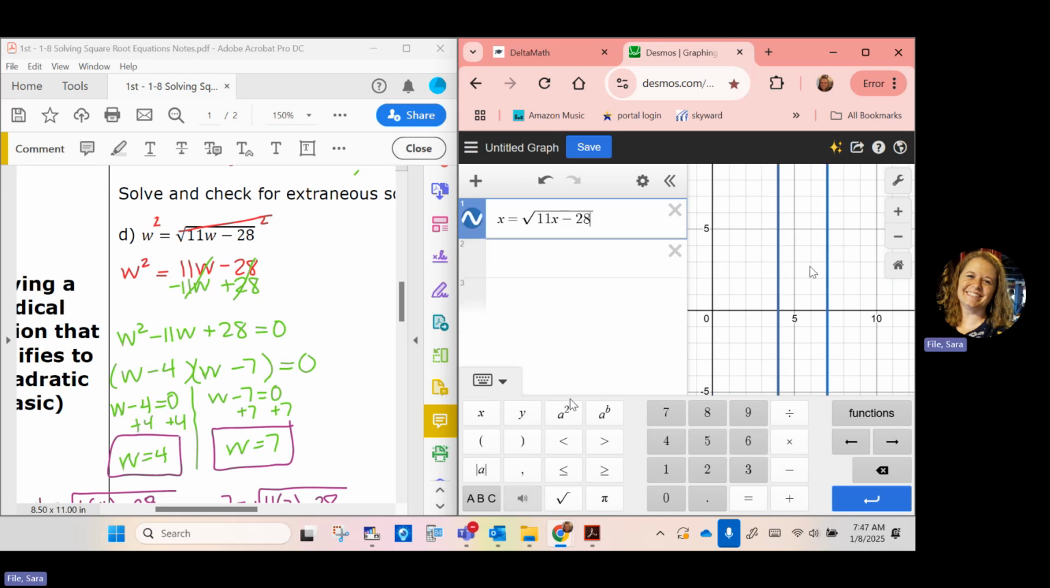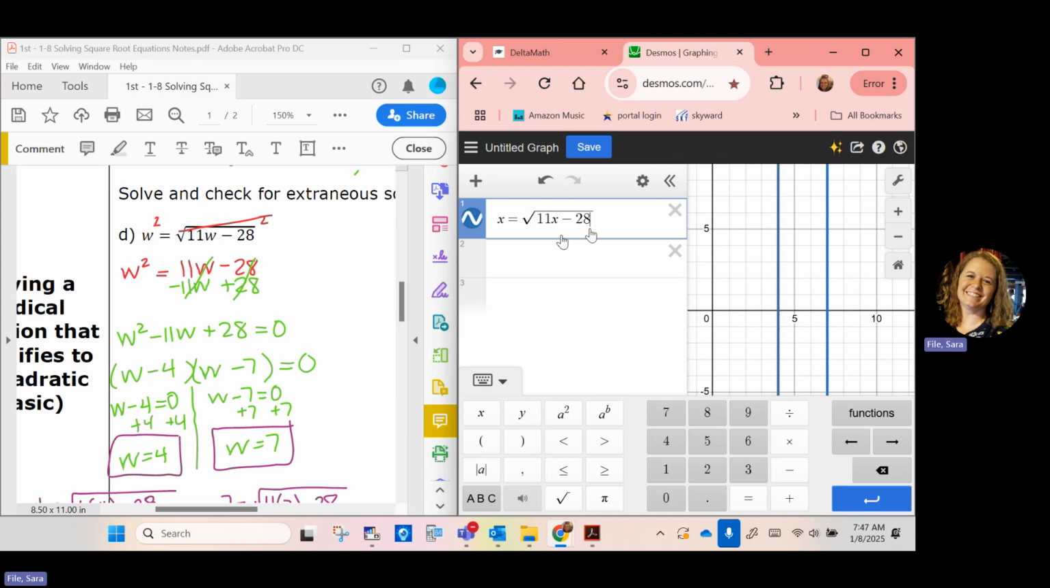Notice there's 2 lines because there's 2 solutions. They're at 4 and 7. That confirms what we got here algebraically. So you can use this as a way to check. If you prefer to do the algebraic method, you can check with Desmos.